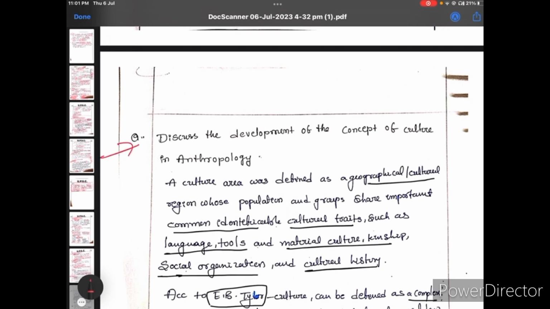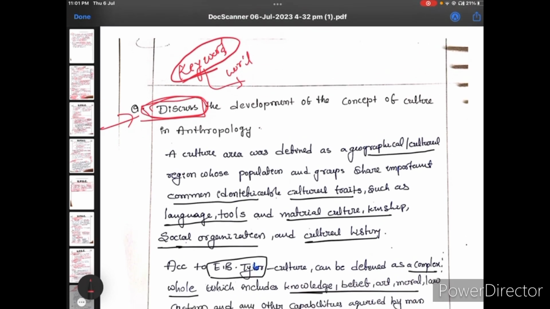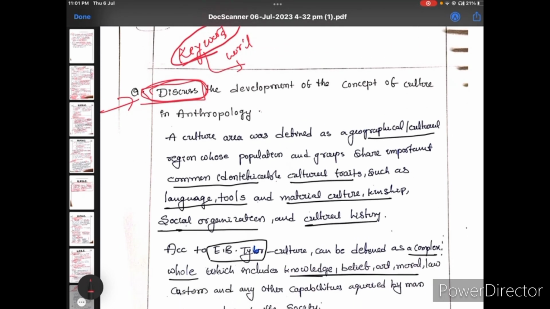Next, come to the directive 'discuss'. Here they are asking about 'discuss'. Keywords are very important to write an answer. Why? Because if you understand the keywords, you can give a very good answer. Just learn the keywords of UPSC. And I will explain it two or three days after that.